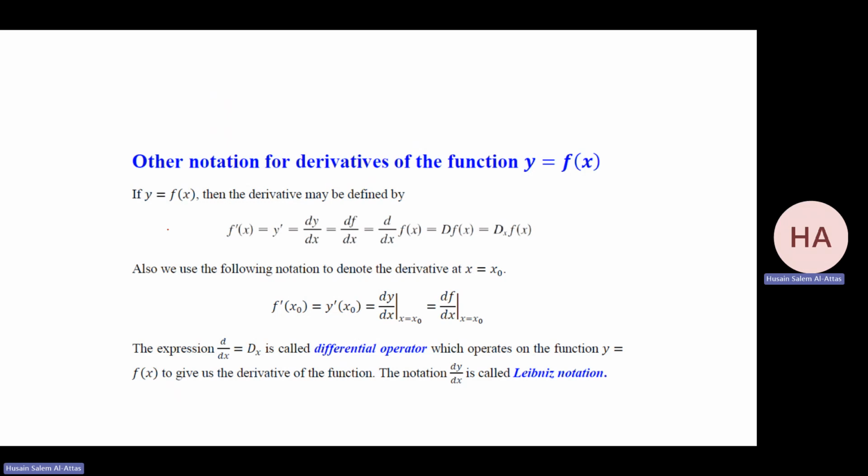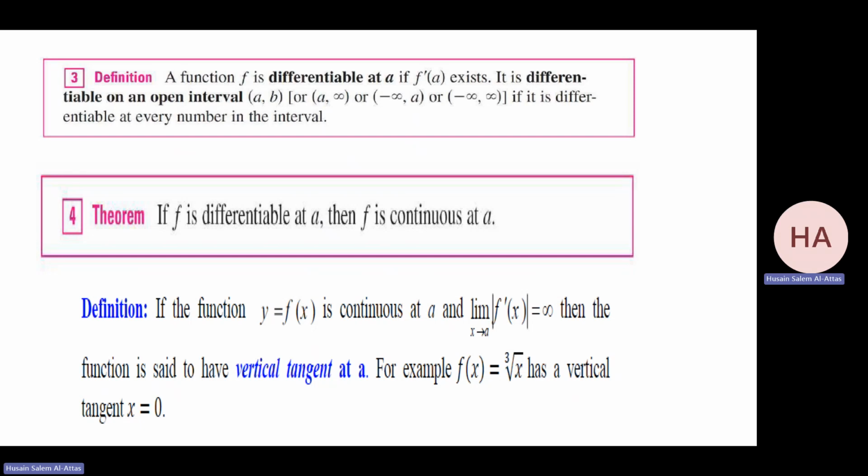These are just notations. This is also another notation. They call it the differential operator. They have Leibniz notation. This they call Leibniz notation. We say a function is differentiable if f prime, the limit, exists. Differentiable in an open interval means differentiable at any point. There are some theorems. If f is differentiable at A, then it's continuous at A.